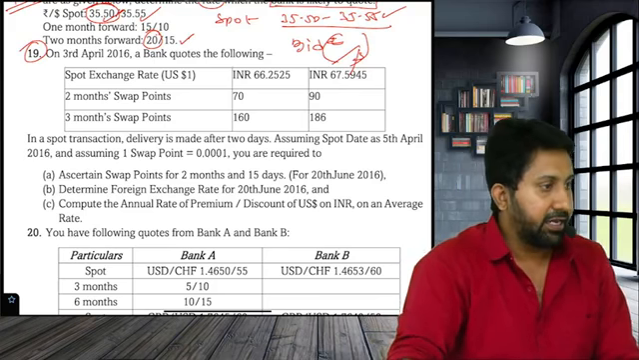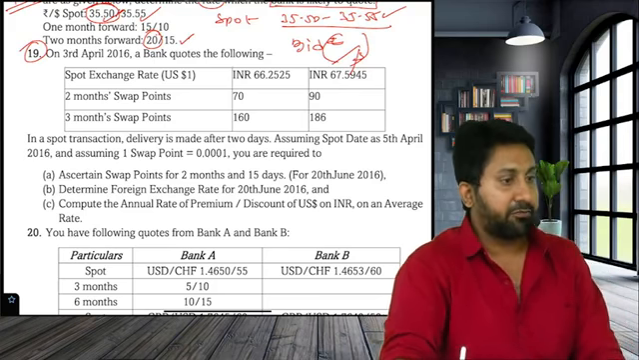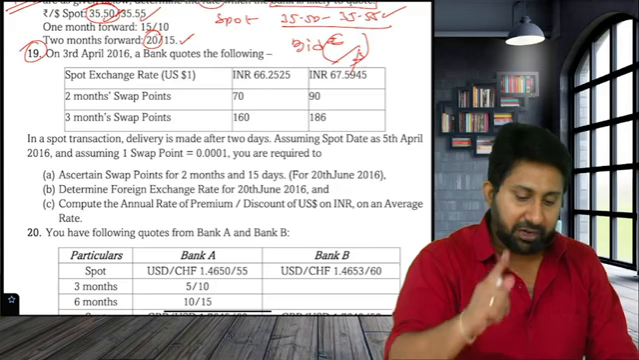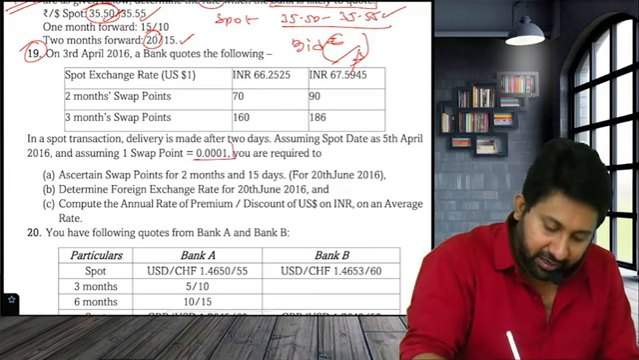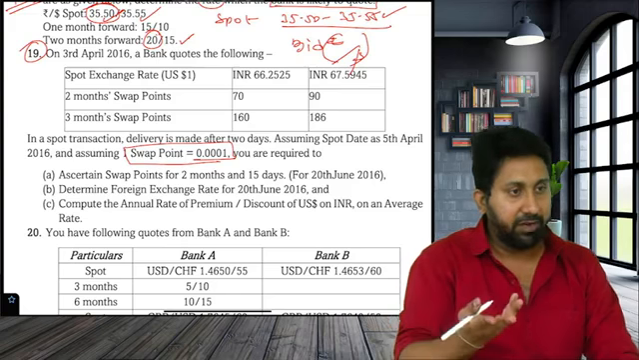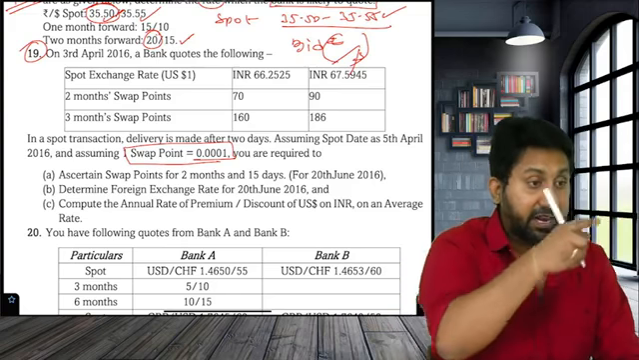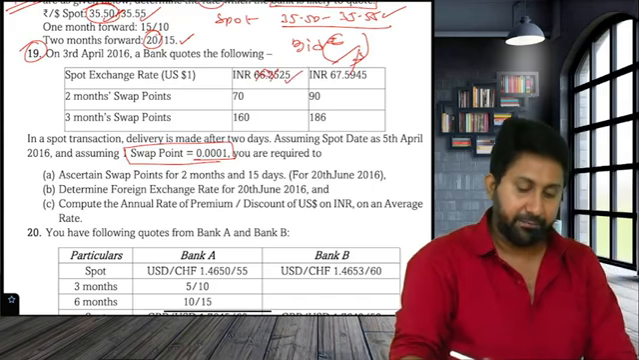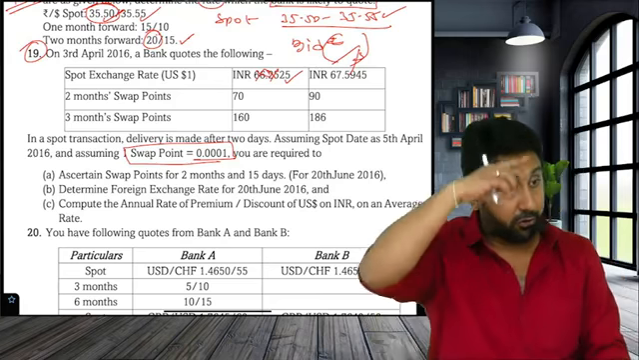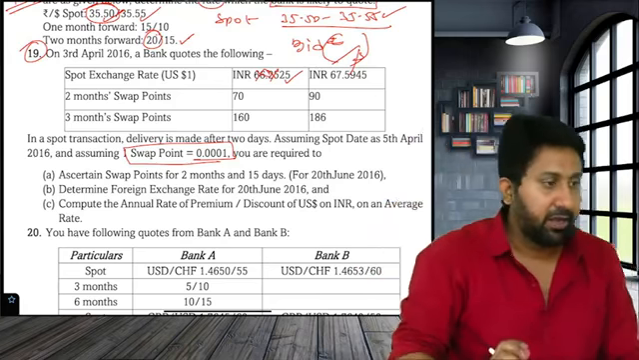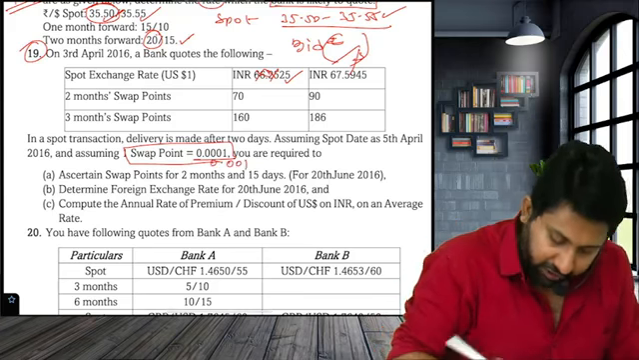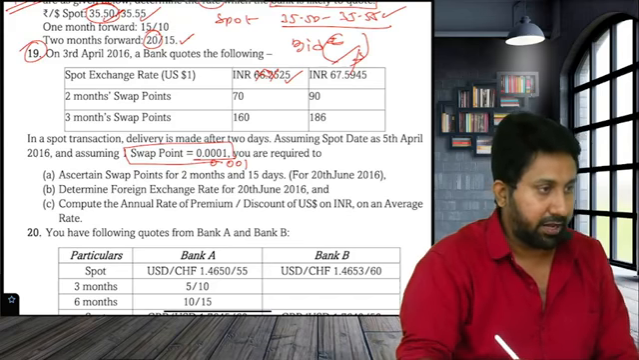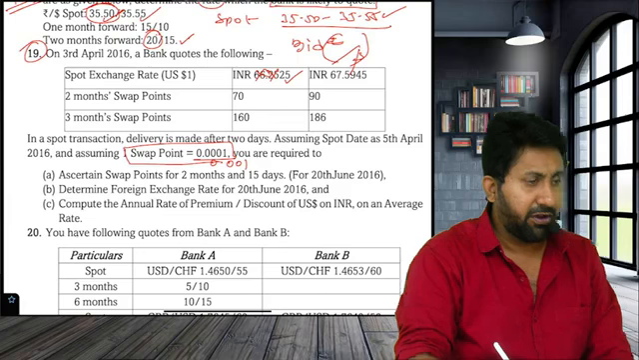In a spot transaction, delivery is made after 2 days. Assuming spot date is 5th April 2016, assuming one swap point equal to 0.0001, this is how the ticks will be given. At least now you should believe me, why we discussed yesterday. Whenever the rates 70, 90 are given, don't add at the first digits; the fourth digit decimal, 0.0001, you need to adjust. If 0.001 is given in the question, you have to adjust from the third digit onwards. Am I clear? Here fourth digit onwards.